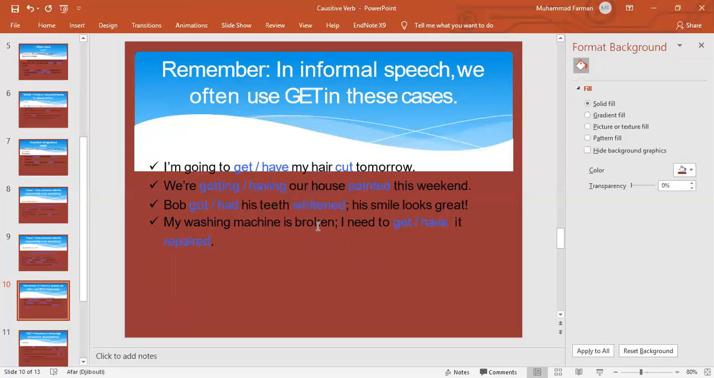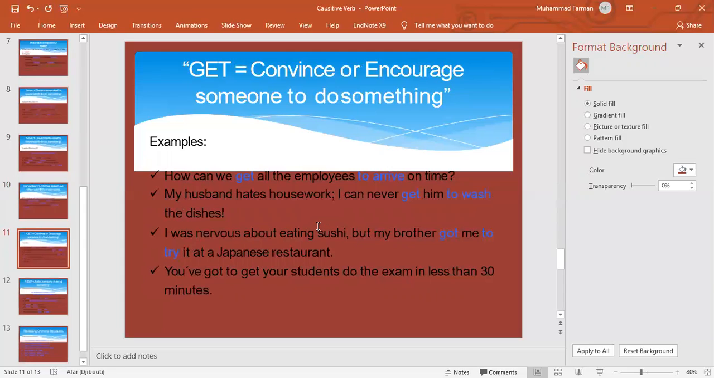Again, get can be replaced with have. Got can be replaced by had, and getting can be replaced by having, or get can be replaced by have. So simply, in simple words, we can replace get with have. Hum have ko get se replace kar sakte hain aur get ko have se replace kar sakte hain. Chalo aage badhte hain hum.